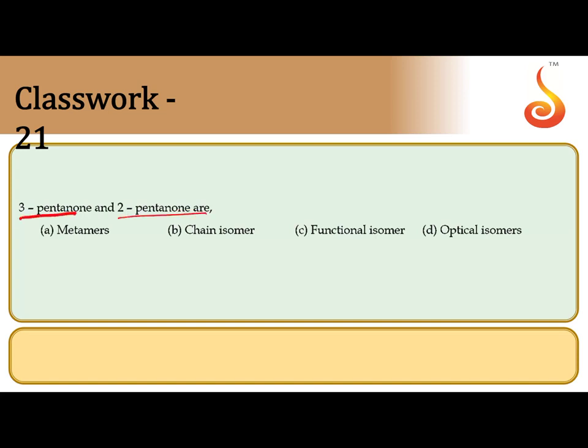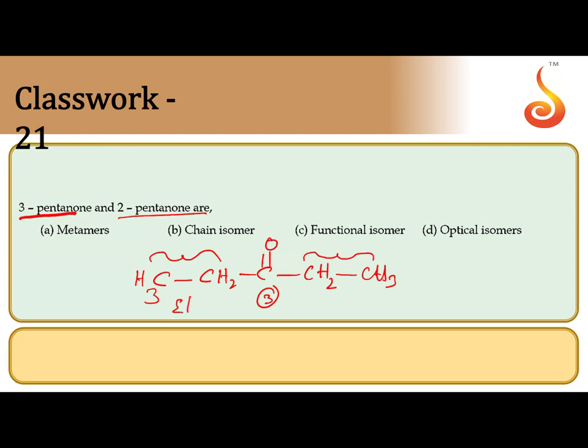3-pentanone and 2-pentanone are metamers. The reason: CH3CH2COCH2CH3. This is 3-pentanone. With respect to 3-pentanone, you check the alkyl groups. Ethyl, ethyl. So, both sides are ethyls. That's why if you write the common name, it is diethyl ketone. Diethyl ketone is the common name.